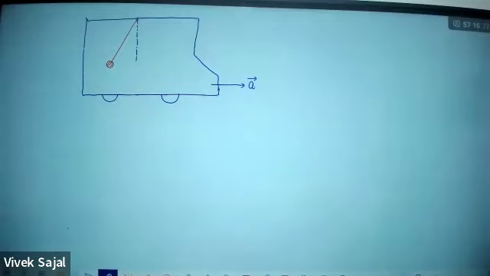Now, how can you explain this? This will be theta. Next question is, how can we explain this position? It will be at some angle with respect to the vertical. So how are you going to explain this? Try to understand, in two ways you can explain.